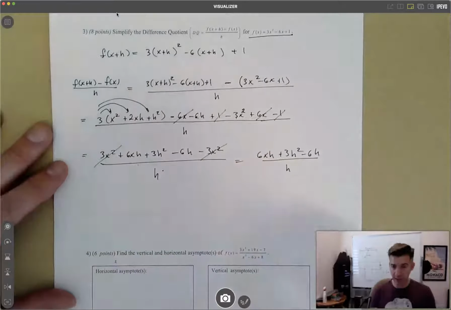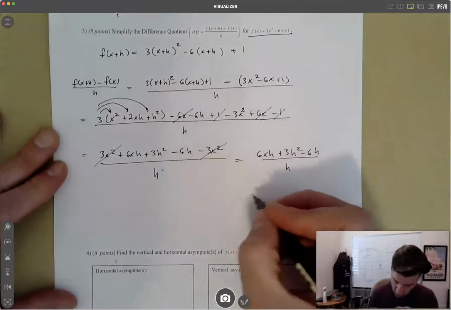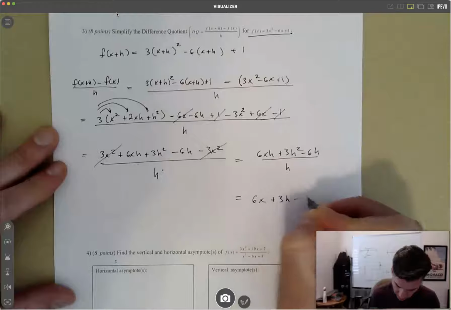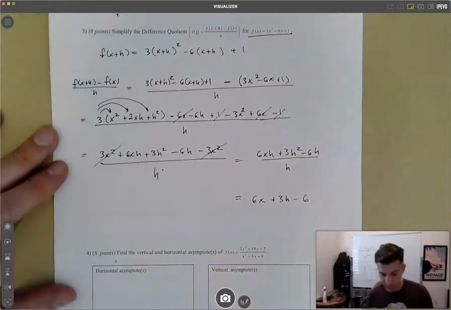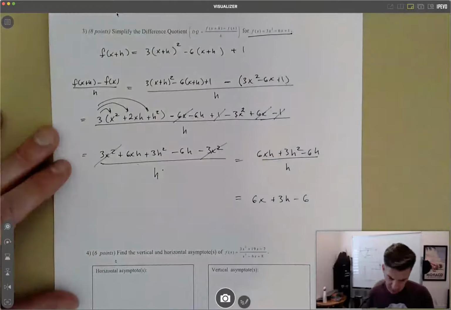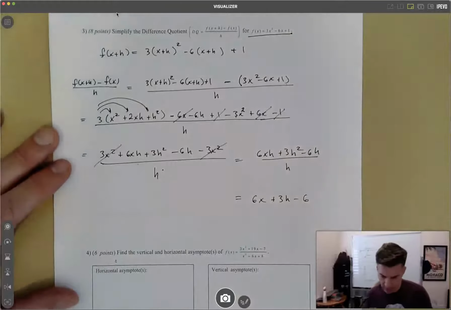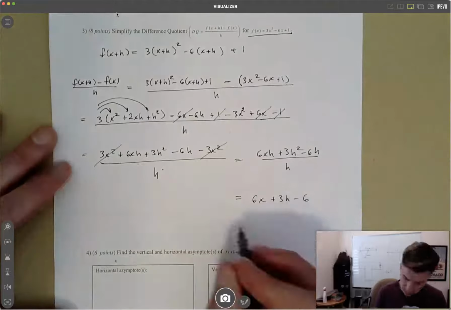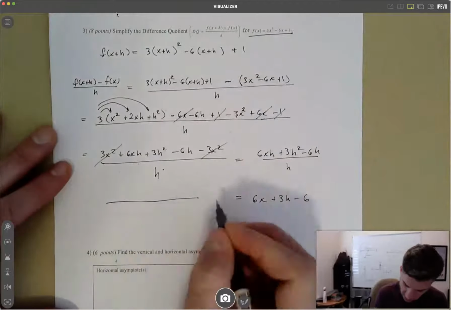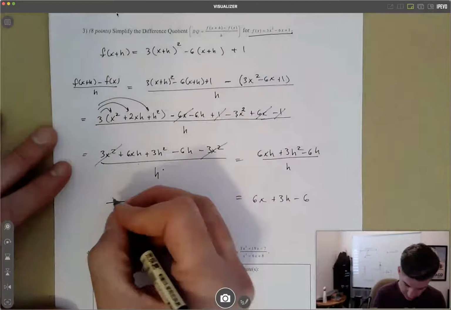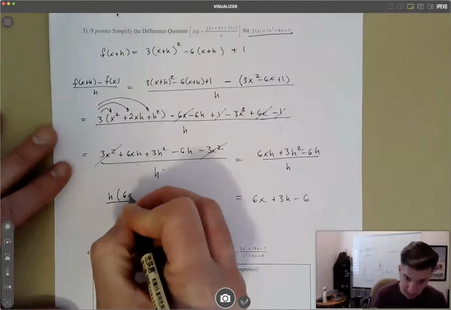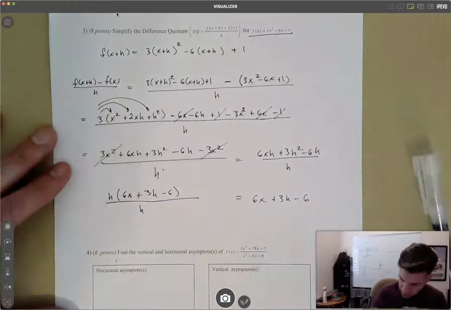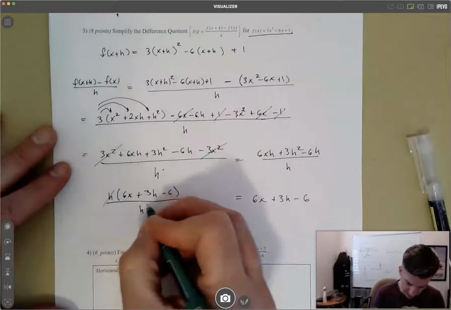You can either just divide each term by h and get 6x + 3h - 6. Yeah, that's right. Or you can take an additional step if you want to and factor out an h from the numerator. If I factor out an h from here, I'm left with h times (6x + 3h - 6), all divided by h. And then this h cancels with that h and we get that.